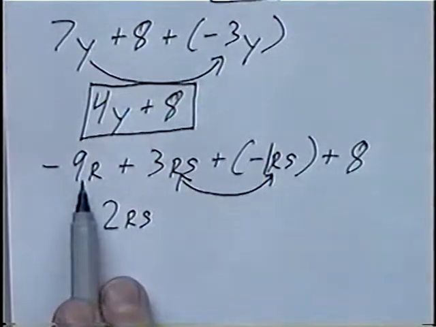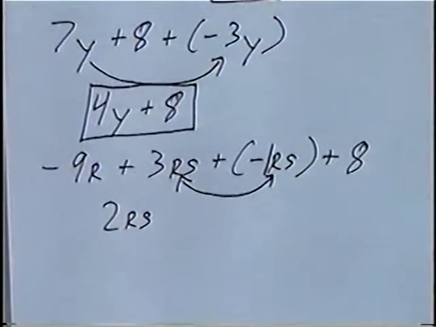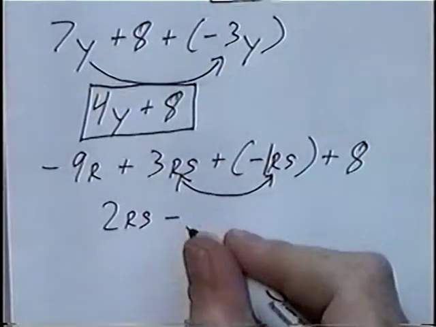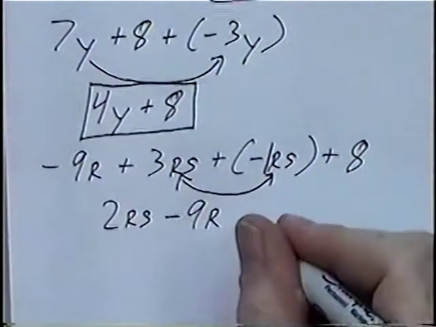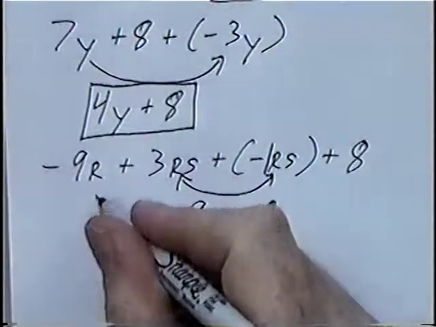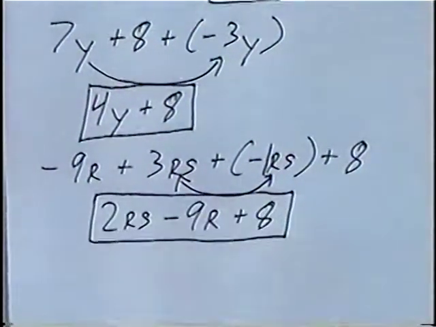Next, we have negative 9r and positive 8. These, again, cannot be combined. They do not have the same variable. Normally in math, the variables, again, would go first in our answer. So we'll have negative 9r, and the number without the variable we'll put at the end, plus 8. So our final answer, 2rs minus 9r plus 8.